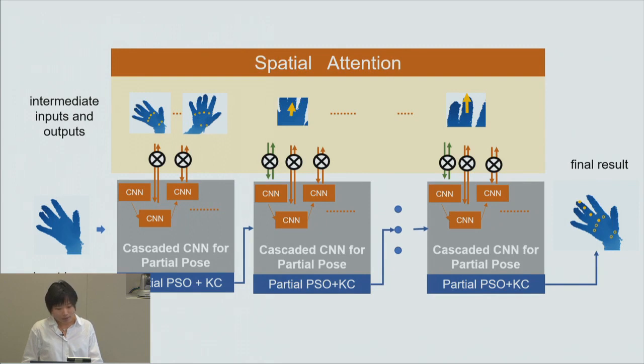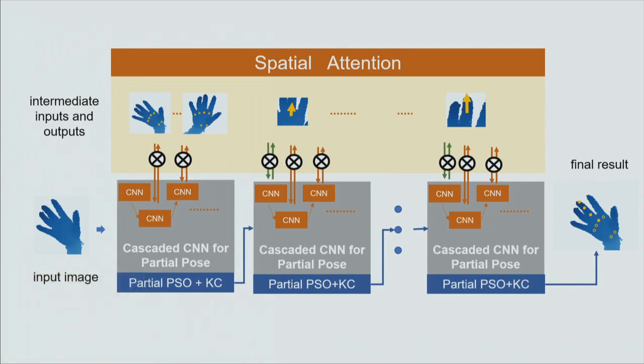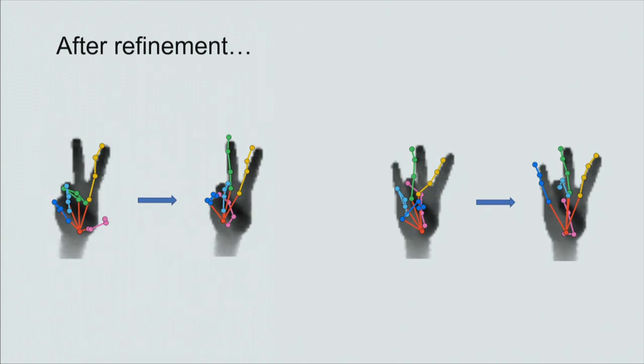So the whole pipeline consists of 4 layers. Each layer consists of cascaded stages and partial PSO to estimate the joint locations in this layer. A spatial attention module is added between 2 successive CNNs to focus on the local patch and align input and output. So we can see that after the refinement, the error accumulation is largely reduced.